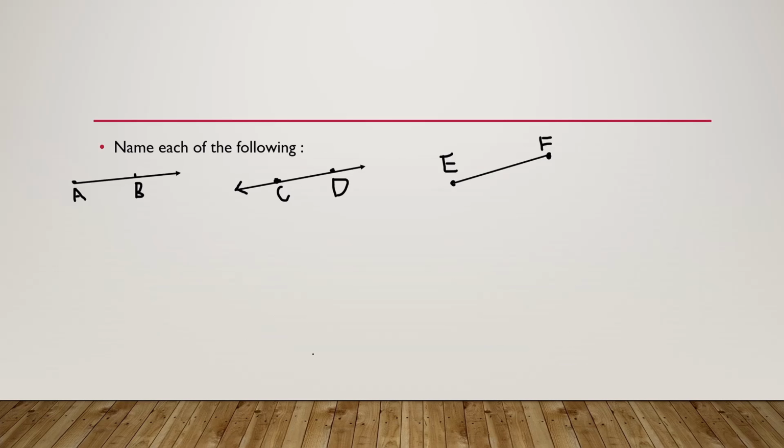Some more examples. Name each of the following. In this one, A and B: A is a fixed point and it can extend in the B direction, so it's a ray. C and D can both extend in both directions, so it's a line. And E and F, both are fixed points, so it's a segment or line segment. I hope it clears to you.